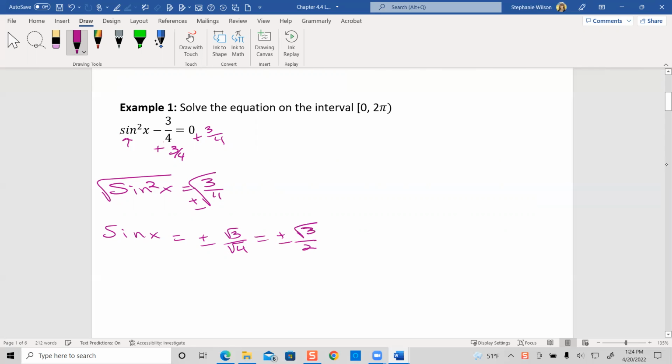Okay. Now that I've done that, I can go to the unit circle and find all values of when sine of x gives me plus or minus square root 3 halves. And when I do that, what do I get? I get these points here. I get pi thirds, 2 pi thirds, 4 pi thirds, 5 pi thirds.